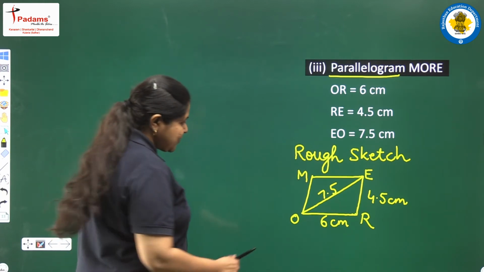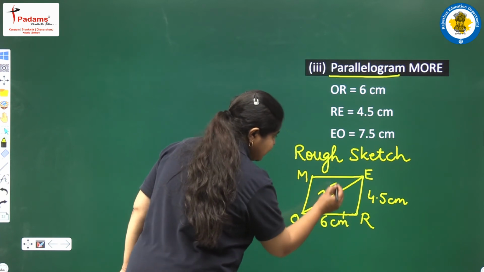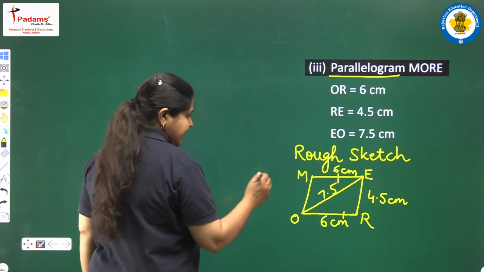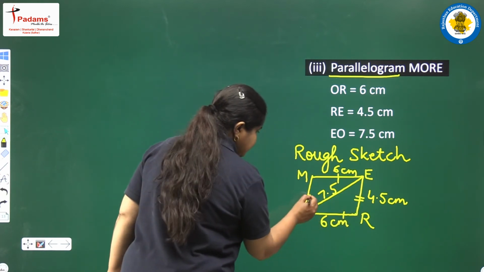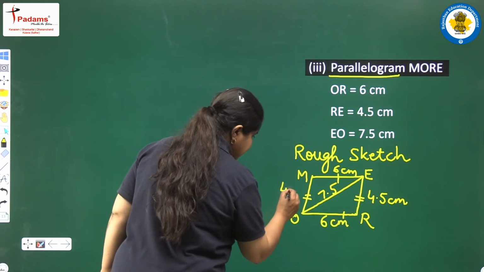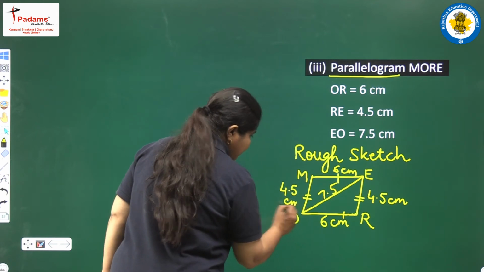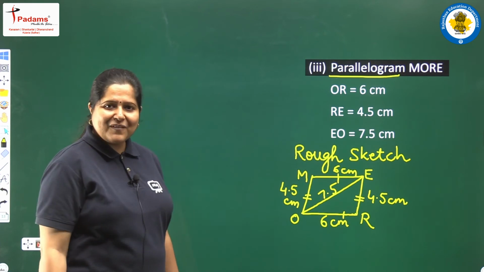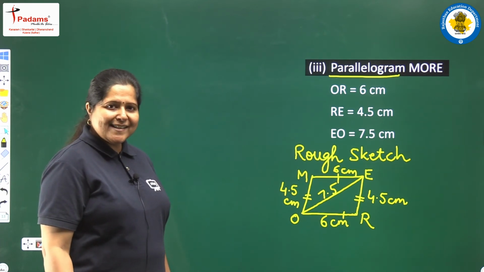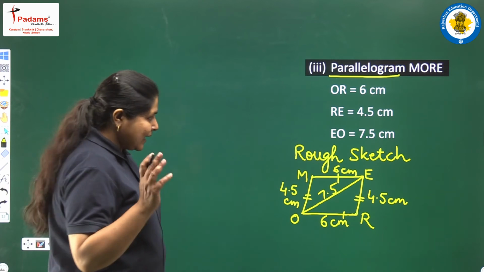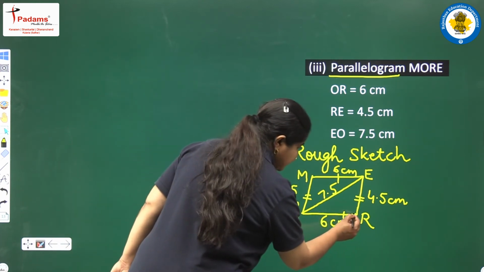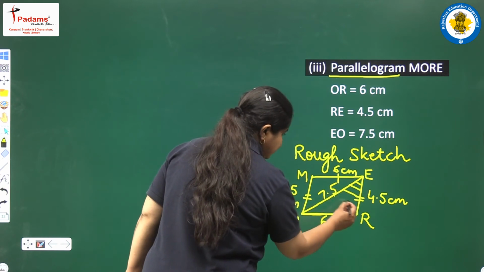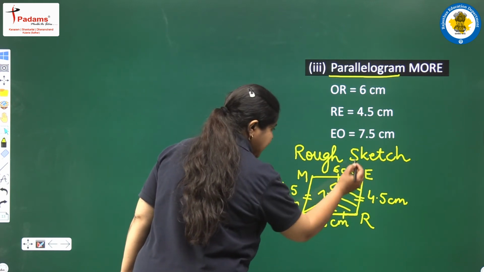are equal. So, with this OR will be equal to ME, and so it will again be equal to 6 centimeters, and this ER will be equal to MO, which gives us this side also equal to 4.5 centimeters. Now, we have with us 5 measurements, and so we can easily construct this parallelogram. Again we will start with this line segment OR, and then we will construct this triangle first, ORE.